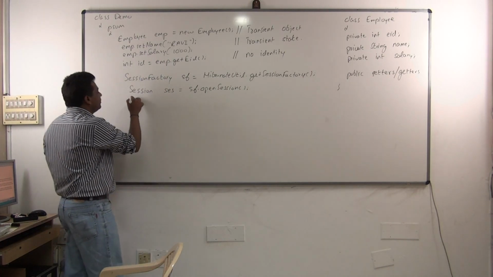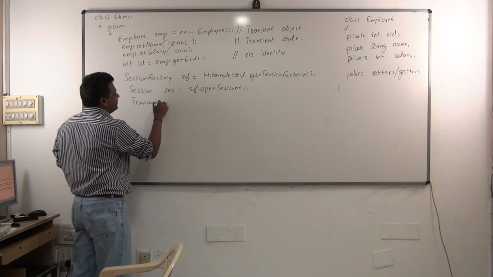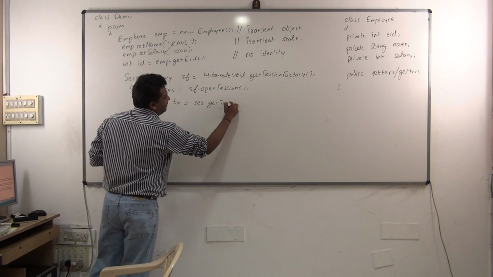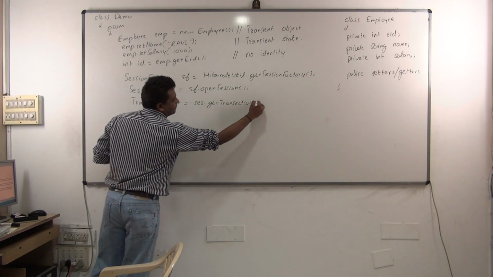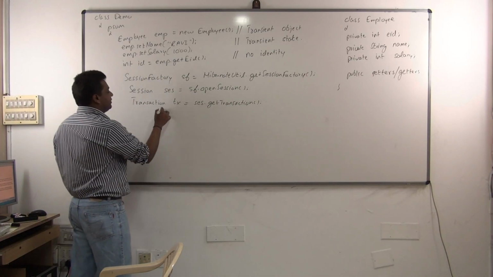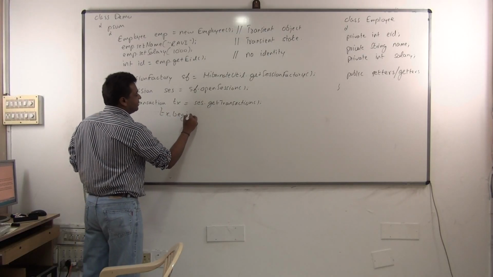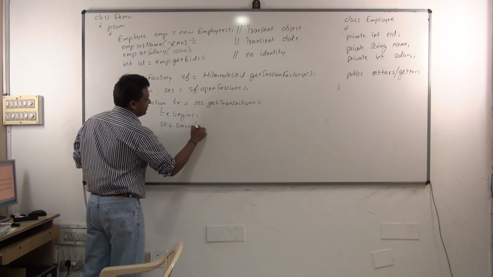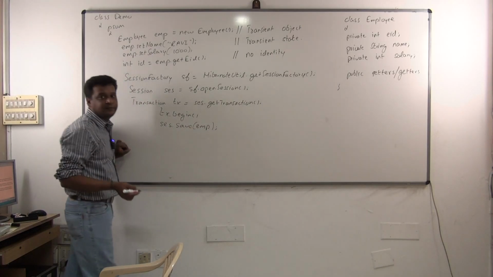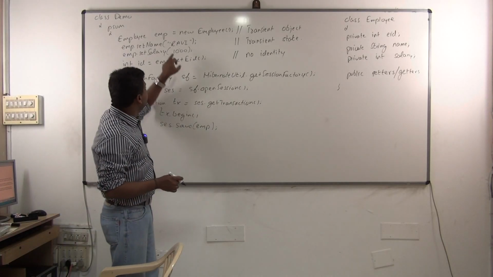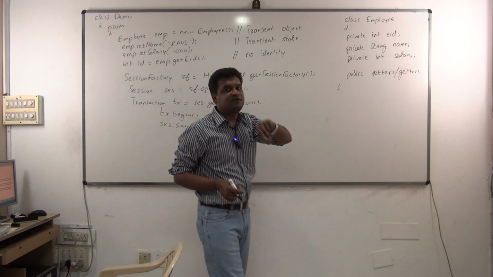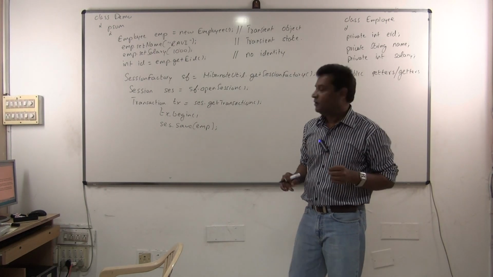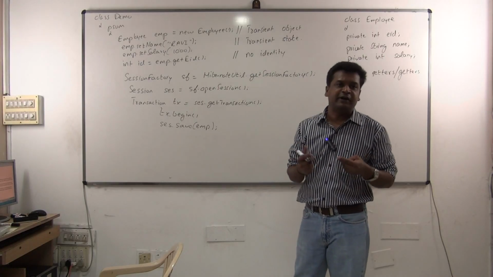From the session, what will you do? You will begin the transaction. Transaction tx = session.getTransaction. Fine. Now you'll say transaction.begin, and now what will you do? You will say session.save, and you'll pass the employee object. Yes or no? So yes. Now the same employee object which you created is participating in the session. We have handed it over to the Hibernate session now. Now what does this save method do? What will Hibernate do now?